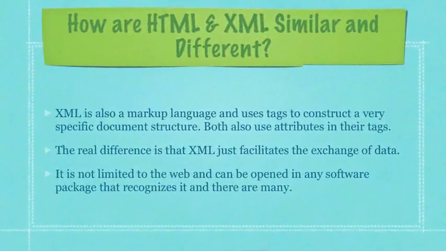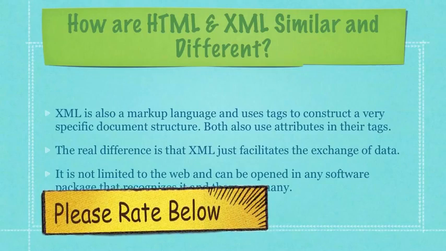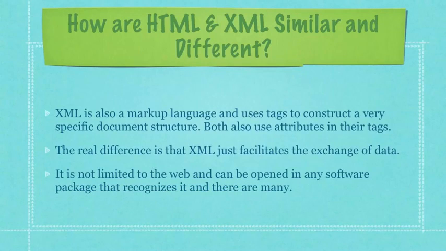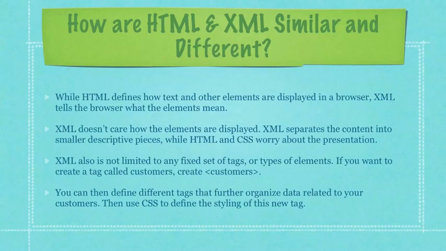So what makes HTML and XML similar as well as different? XML is also a markup language and uses tags to construct a very specific document structure. Both also use attributes in their tags. The real difference is that XML just facilitates the exchange of data. It is not limited to the web and can be opened in any software package that recognizes it, and there are many. While HTML defines how text and other elements are displayed in a browser, XML tells the browser what elements mean. XML doesn't care how the elements are displayed. XML separates the content into smaller descriptive pieces while HTML and CSS worry about the presentation.